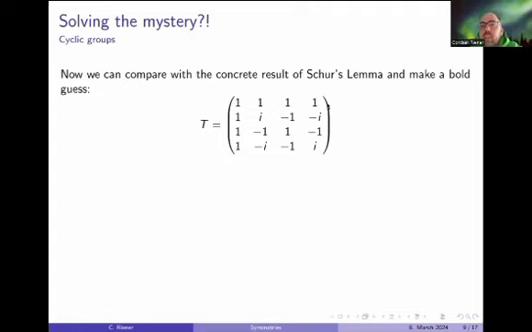So a quick question to the audience. Why do you think the numbers 1, minus 1, i, and minus i appear here? Roots of unity. Exactly, the fourth roots of unity. Very good. As I said, how I came up with this matrix may still be a wild guess, but at least the numbers that you see in this matrix may be making sense.